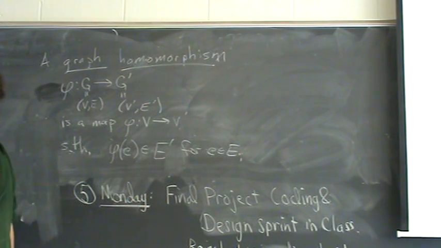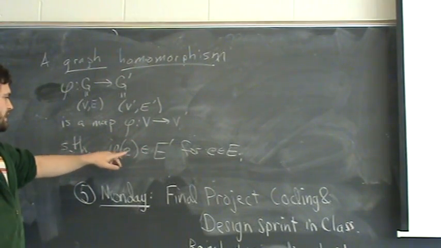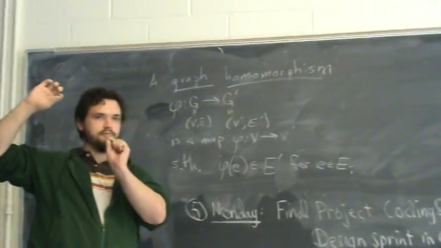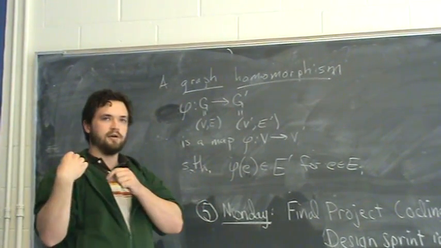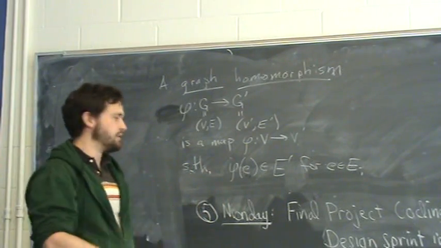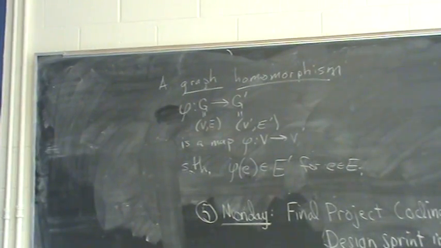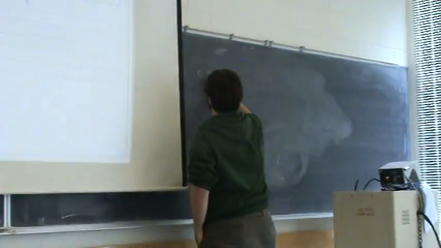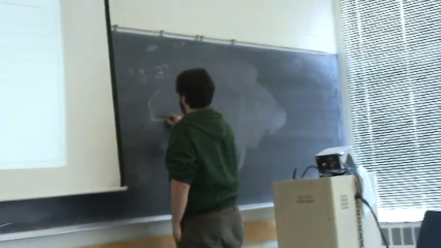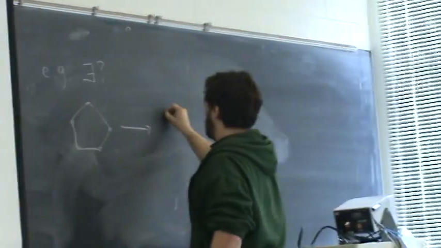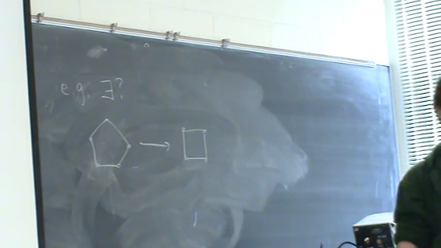So this is the short, concise definition, but what does this mean? This means that it just maps vertices to vertices, and if you have an edge, each vertex on that edge gets sent to some vertex over here. And the only requirement is that where the edge should land is actually an edge. So for example, over here, is there a graph homomorphism from the five-cycle to the four-cycle?